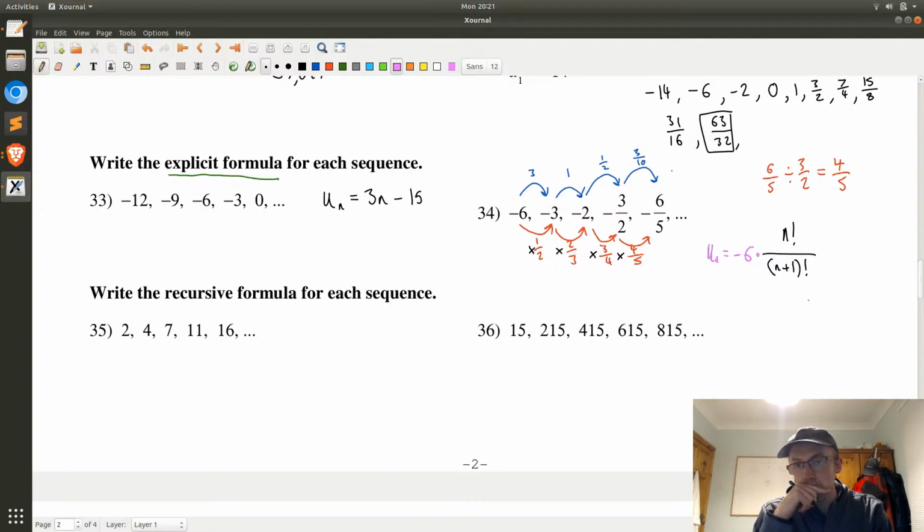Let's see. So to get my second term, I'll stick in 2. So I get 2 over 6. Two over 6 is 1/3. So -6 times a third. Oh no, it's off by 1. That's how you get the third term. I stuck in 2, and I actually got the third term.